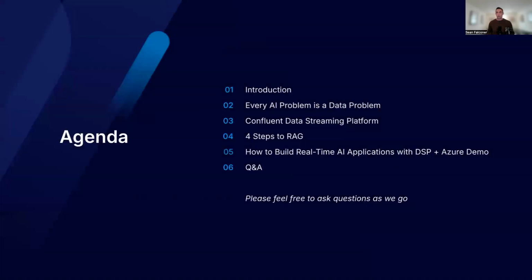In terms of the agenda, we're going to go through a little bit of introductory material. We'll talk about why every AI problem is fundamentally a data problem. We'll also talk about Confluent Data Streaming Platform and what our role is in this emerging AI stack. Then we'll get into a technique known as retrieval augmented generation, or RAG, and we'll talk about the steps involved there. And then finally, get a little bit hands-on with how to build real-time AI applications with Confluent Data Streaming Platform and Azure.